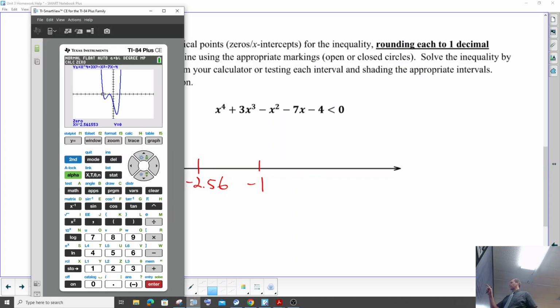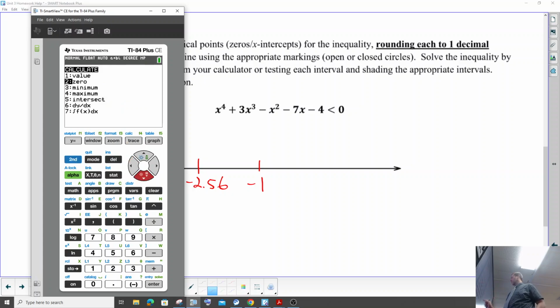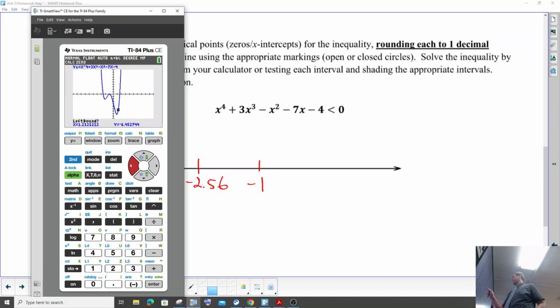And then the other one will be at, where's that one about? Between 1 and 2, it looks like. We might have to use our 0 feature there. Let's take a look. That's our guess. So second calc, 0 feature. So left bound enter, right bound enter. We're going to guess right about there. So 1.56.